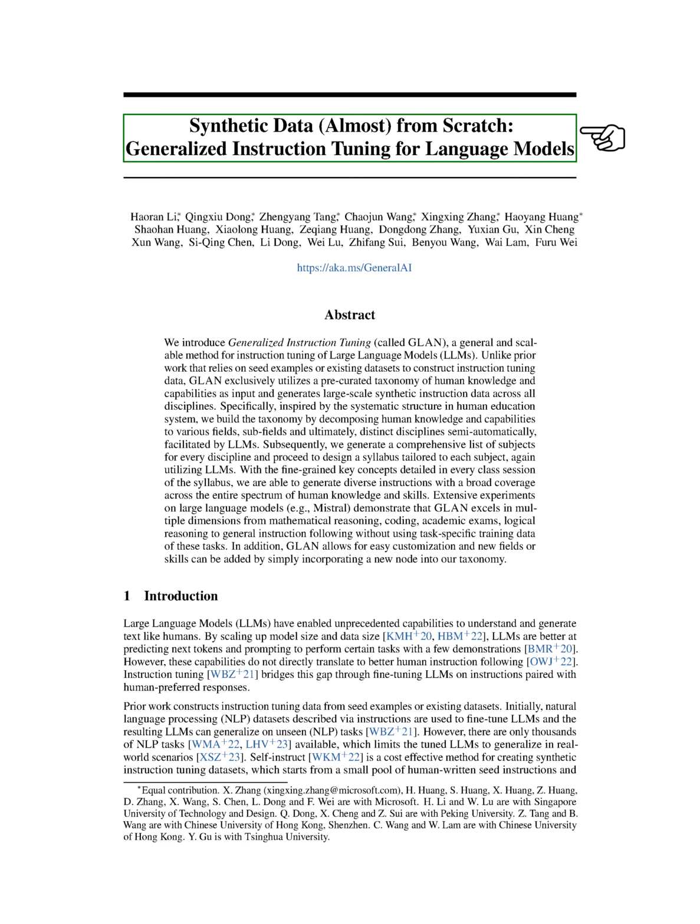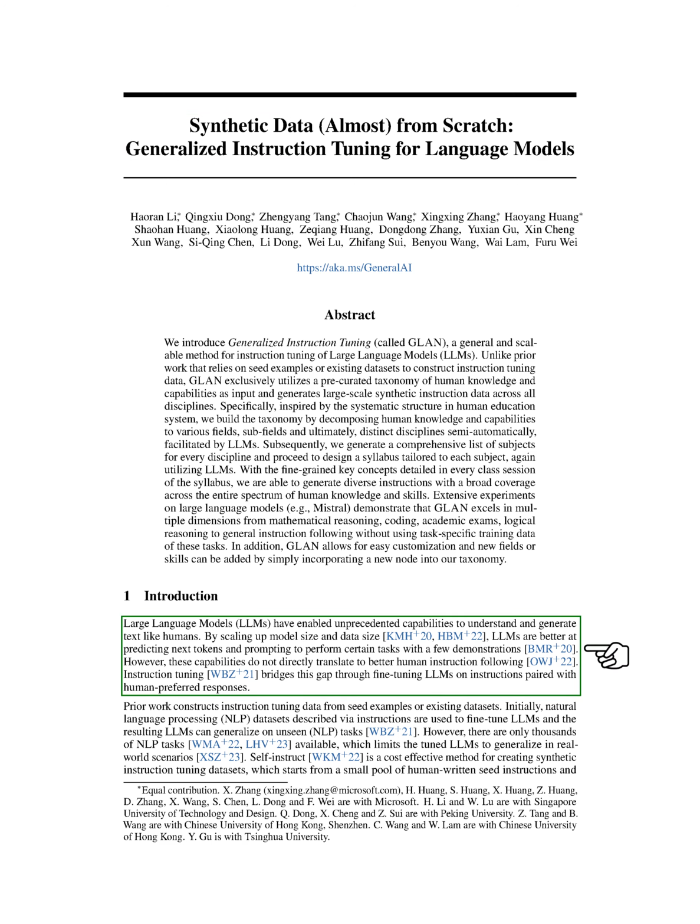Section: Introduction. In this section, we delve into the advancements and challenges associated with large language models, LLMs, particularly in their ability to understand and generate text in a manner akin to humans. We've observed that by increasing both the size of these models and the amount of data they're trained on, LLMs have become more adept at predicting the next pieces of text and executing tasks with minimal examples. Despite these improvements, there's a noticeable gap in their ability to follow human instructions accurately.